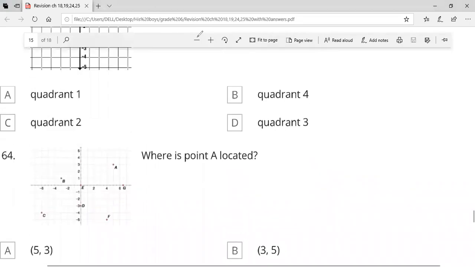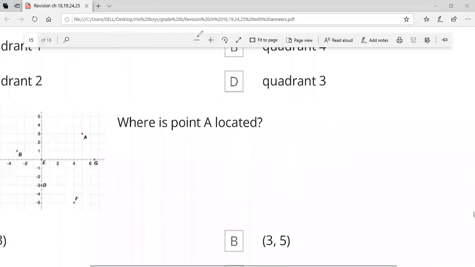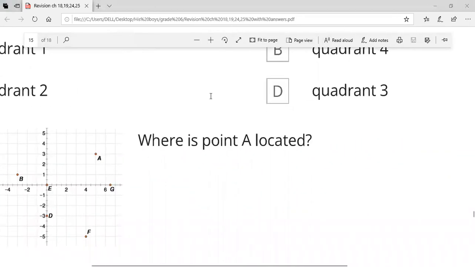Point A again. Here is point A. You can see it is 4, and here in the middle, 4.5, 5, 5.5, 6. Where is 5? Where is 3? It is (5, 3), like this. Okay, the next one.